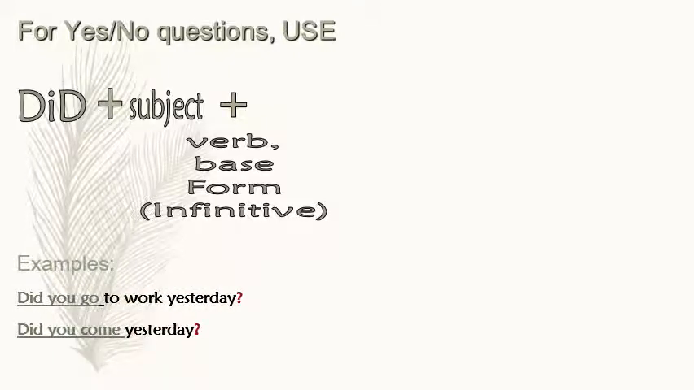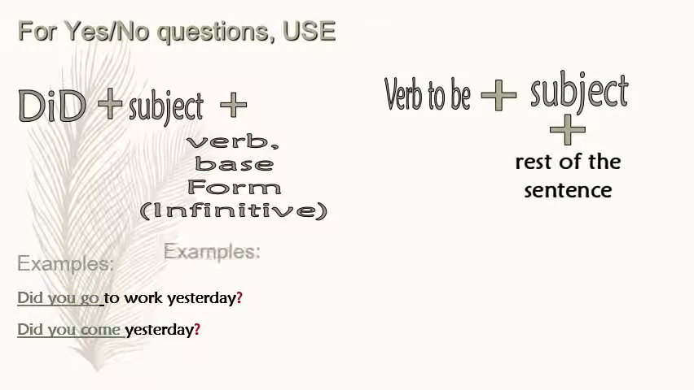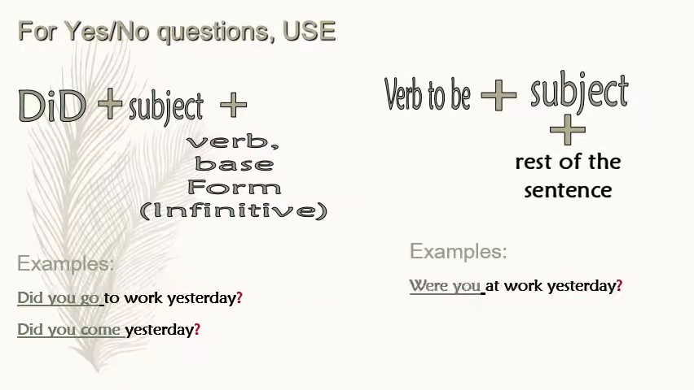Did you come yesterday? What if I have the verb to be? I should not use did. I start with the verb to be, then the subject, then the rest of the sentence. Example. Were you at work yesterday? Was she at the library yesterday?